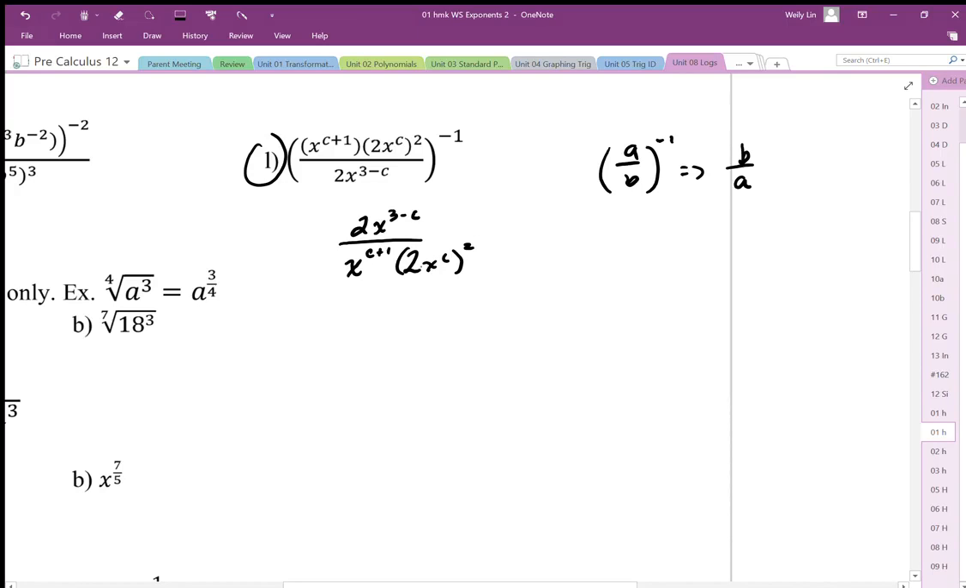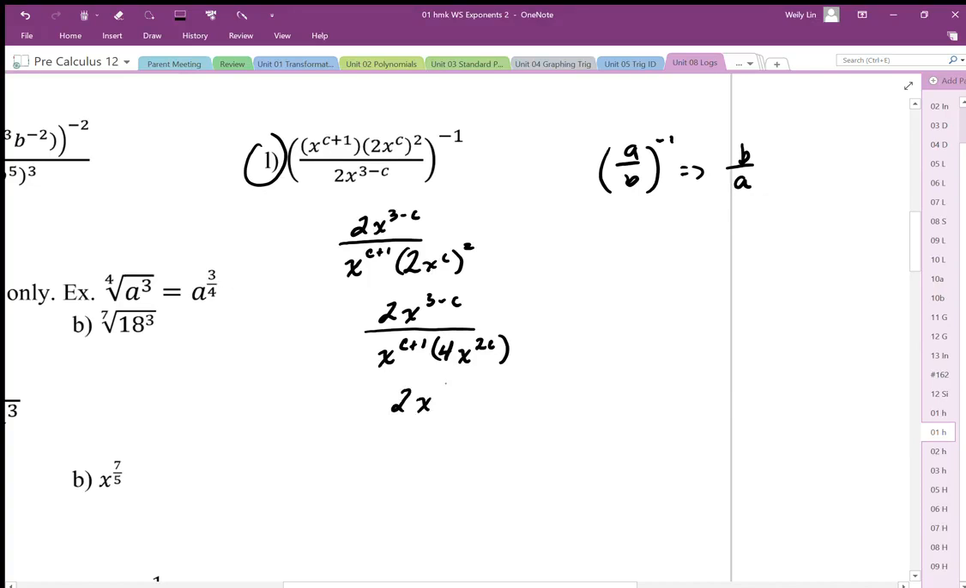Okay, so I'm going to deal with this brackets first. So we end up with 2x to the power 3 minus c over x to the power c plus 1. And here we end up with 4, 2 to the power 2 is 4. And we end up with x to the power c to the power 2 gives us 2c. So I'm going to combine the terms in the denominator.